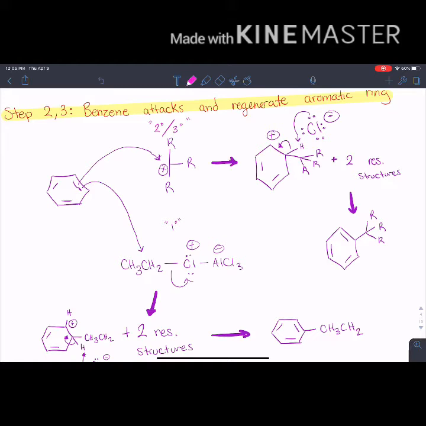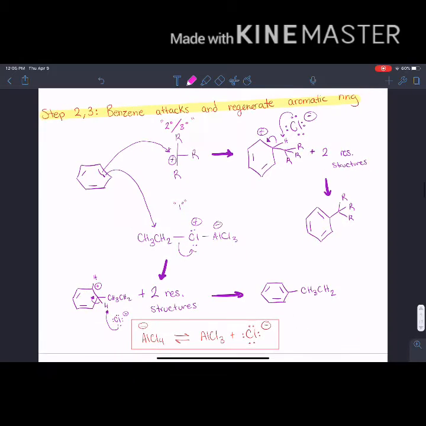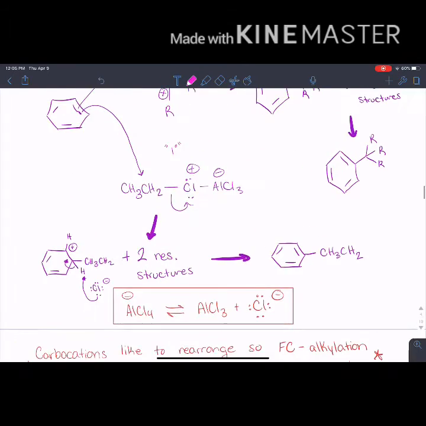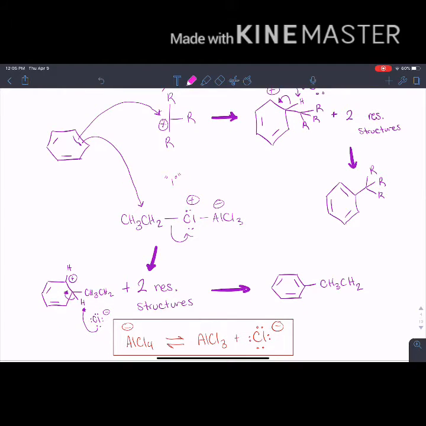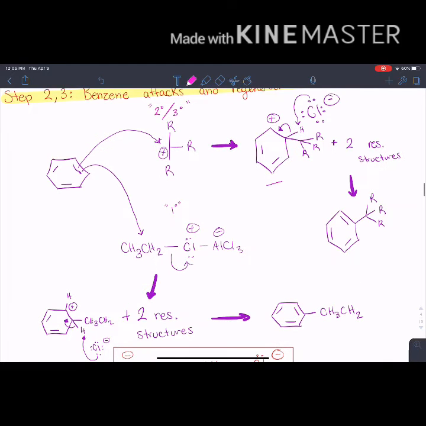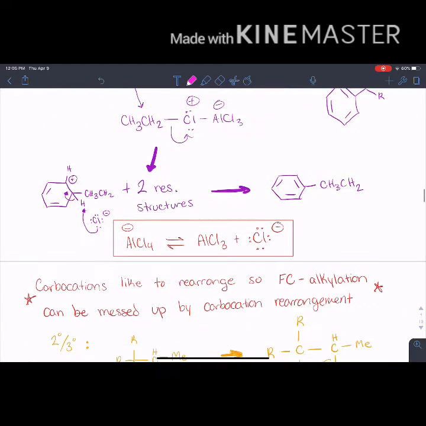So you create the electrophile, the benzene attacks, and then you regenerate the aromatic ring. I'm not going to go through that whole process again, but basically, the benzene attacks and regenerates the aromatic ring so that we don't end up with a positively charged aromatic ring. That just doesn't make sense. You don't want to just stop here. So if you're in your mechanisms and you just stop there, that positive charge should ring an alarm, okay?